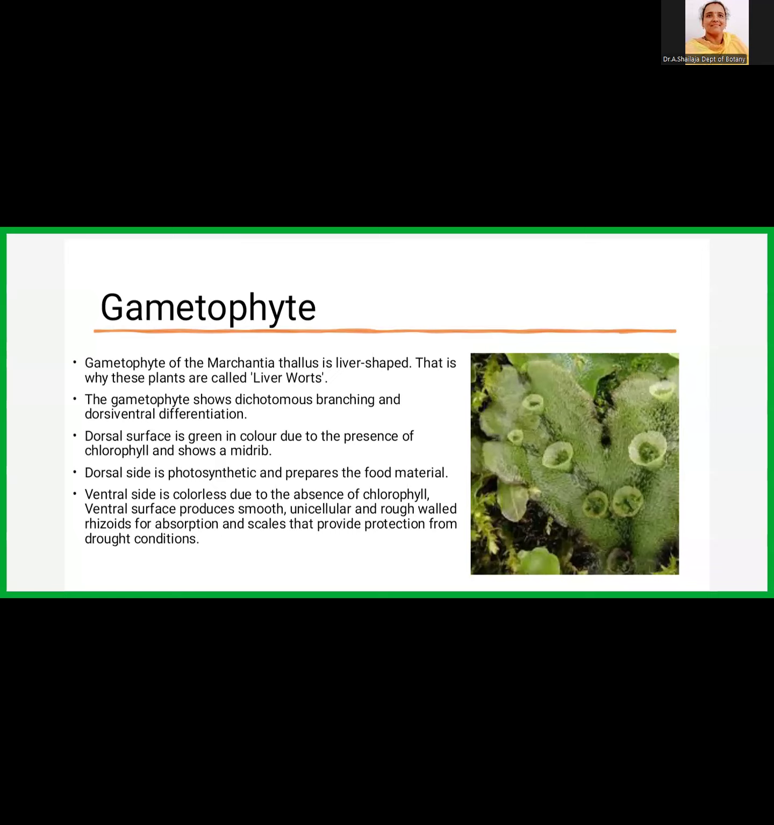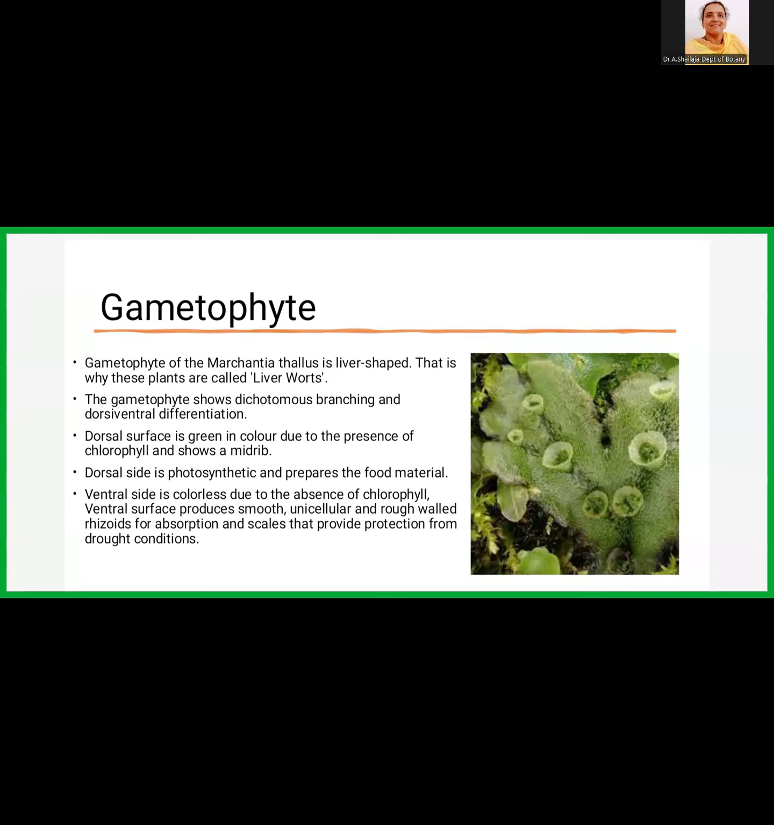This is how the name Marchantia is given. It originated from the French scientist Nicolas Marchant, so that's why we call it Marchantia. The thallus looks like liver, hence this is called liverwort. So first we are going to discuss the gametophyte.